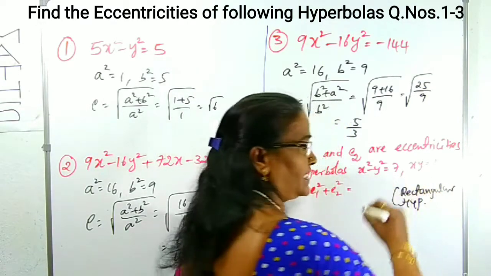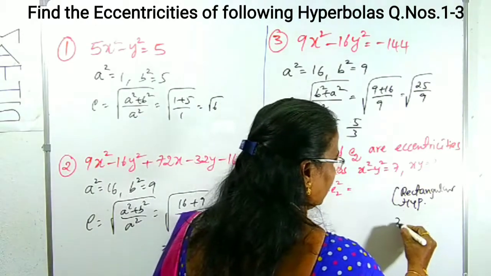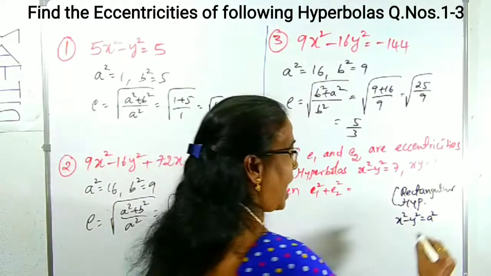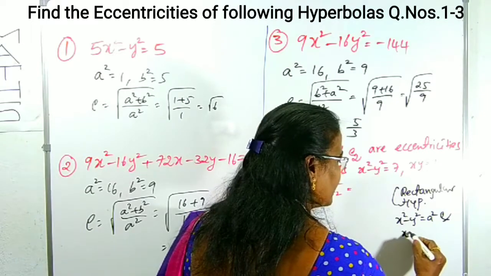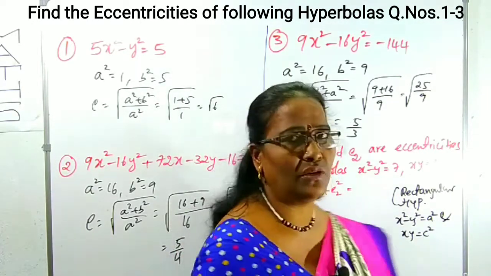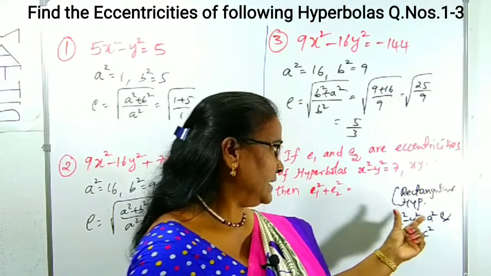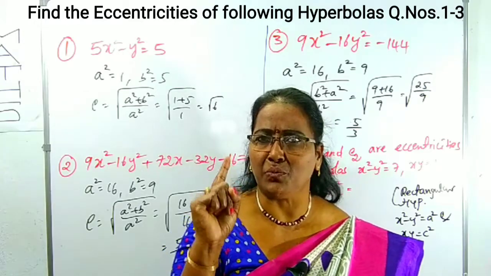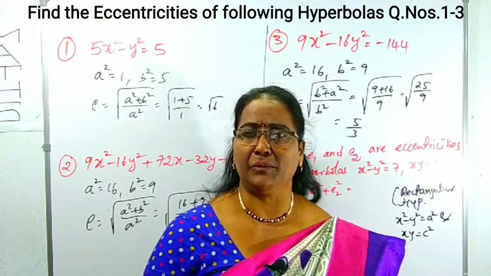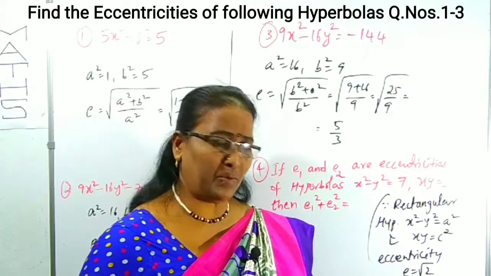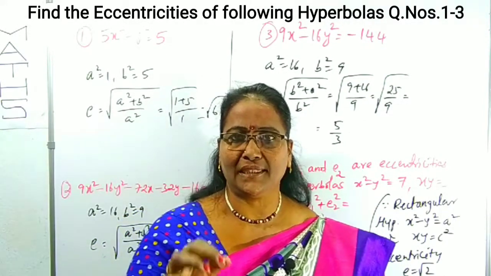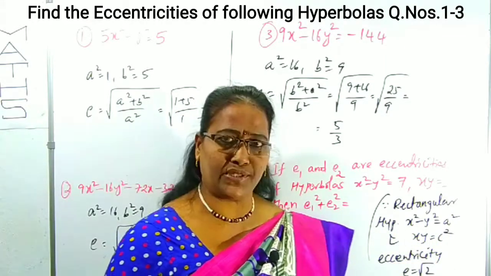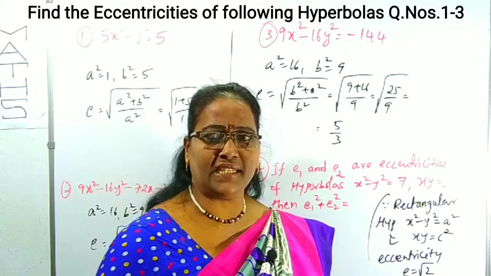What are the equations of a rectangular hyperbola? Simply you have to know: x square minus y square is equal to some a square. This is one type of rectangular hyperbola, and another is in the form xy is equal to c square. This is also one more form of the rectangular hyperbola. These two are called what? Rectangular hyperbolas. We can remember one point here: the eccentricity of a rectangular hyperbola is e equals root 2. Whether it is in the form x square minus y square equals a square or xy equals c square, its eccentricity is e equals root 2.